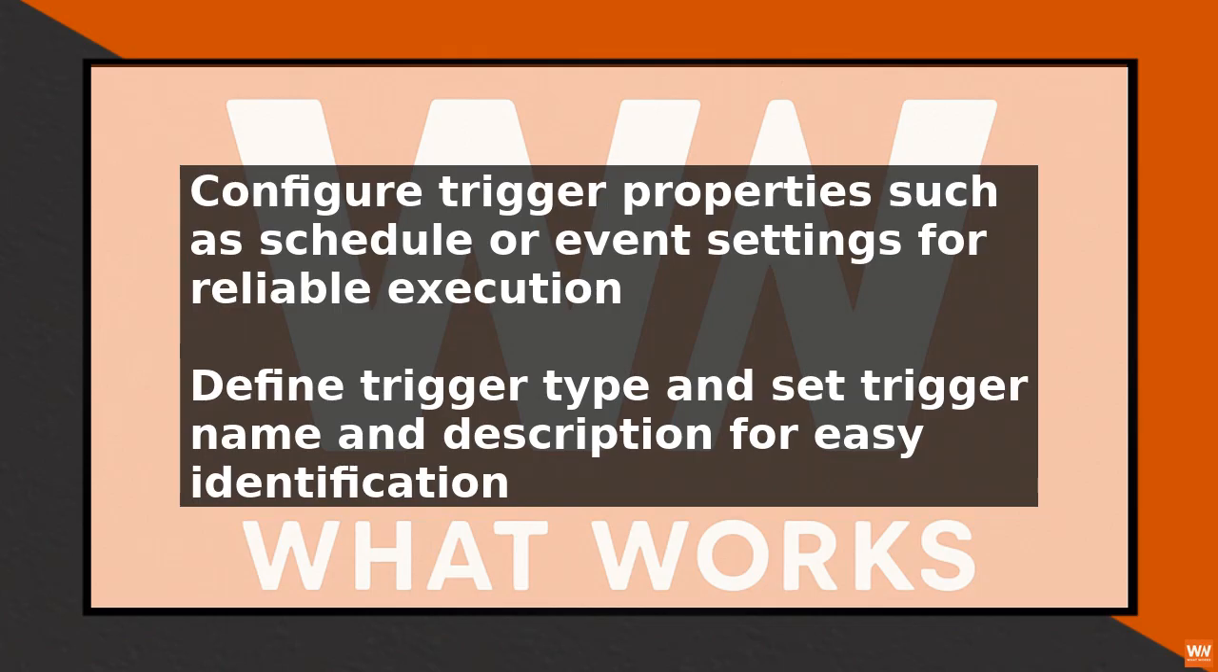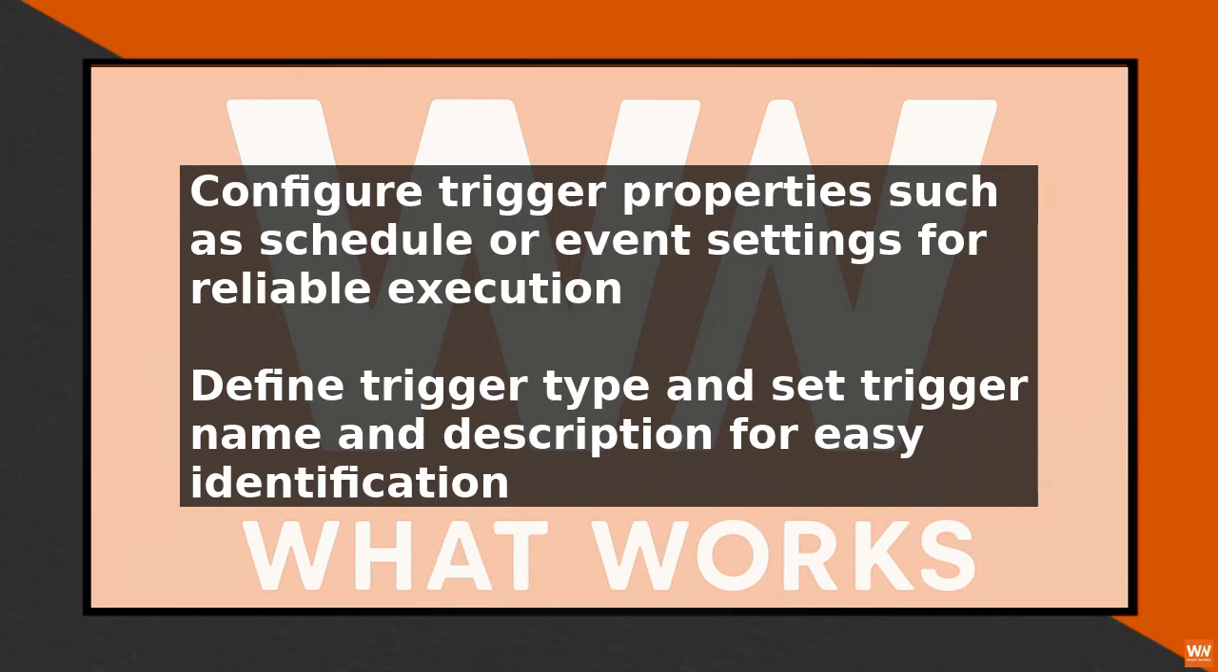When creating a trigger, start by defining the trigger type and setting the trigger name and description. Then, configure the trigger properties, such as the schedule or event settings, depending on the trigger type. For example, if you are using a schedule trigger, specify the recurrence pattern and start time.